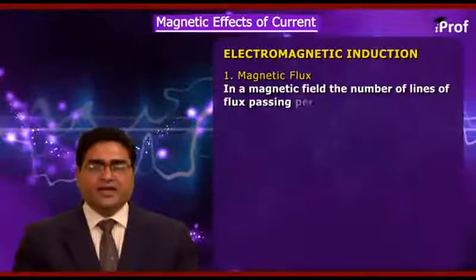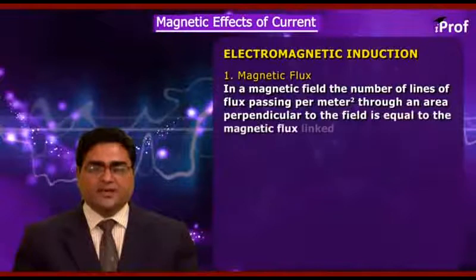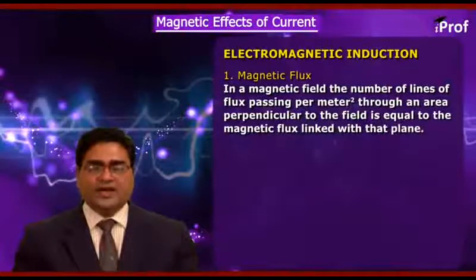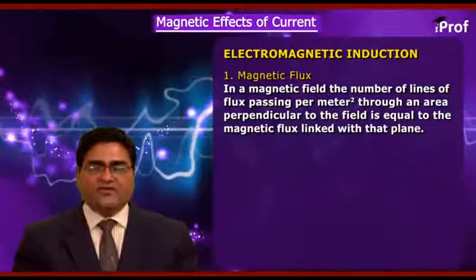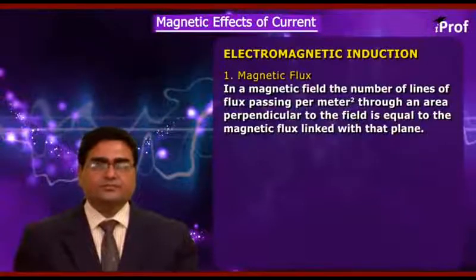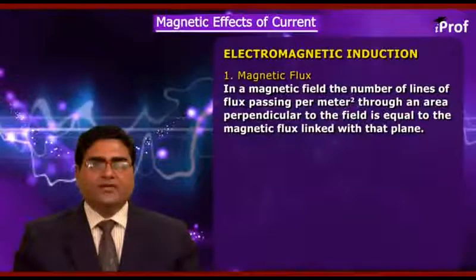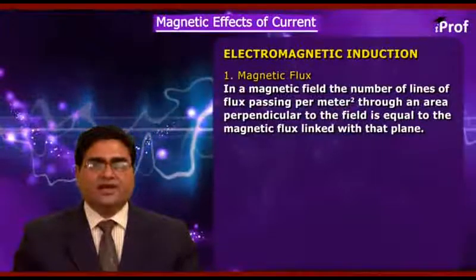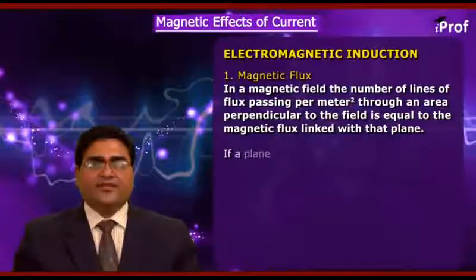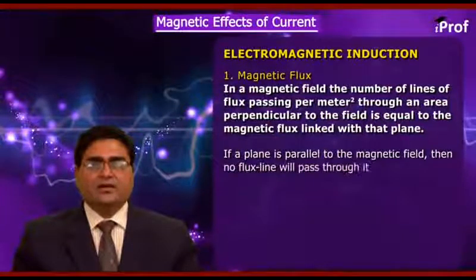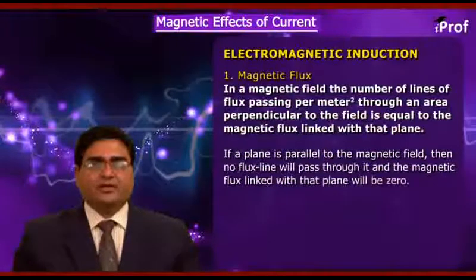In a magnetic field, the number of lines of flux passing per meter square through an area perpendicular to the field is equal to the magnetic flux linked with that plane. If a plane is parallel to the magnetic field, then no flux line will pass through it and the magnetic flux linked with that plane will be zero.